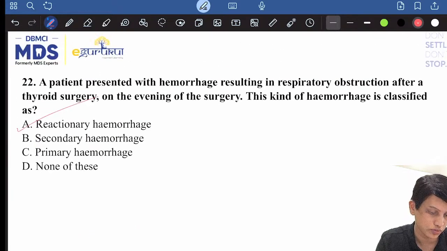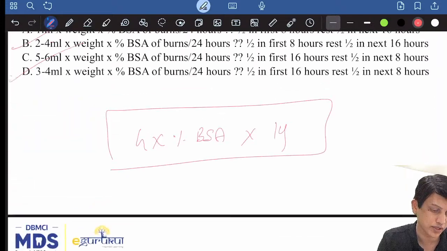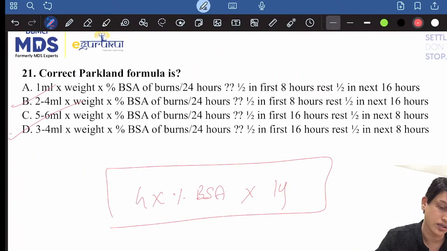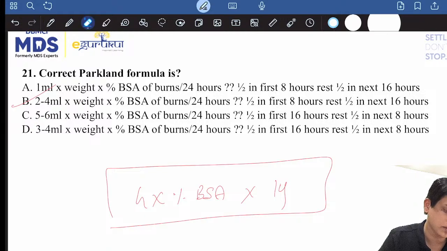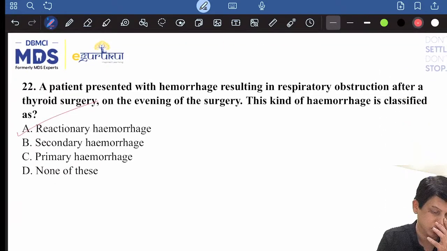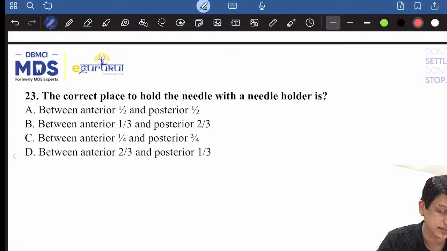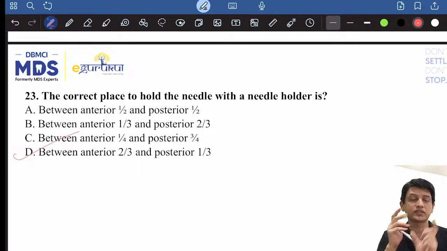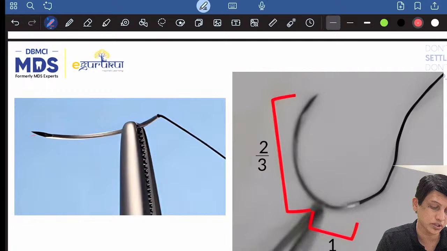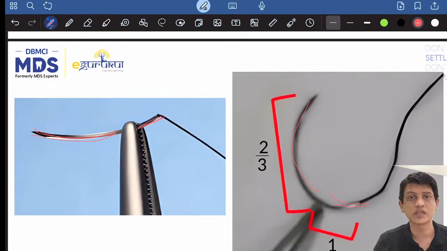The last question's answer I have told, no? This is reactionary hemorrhage, I told. Before that I told, the answer here is B. Answer is B. Here also I told the answer. All the questions I have answered correctly. Here the answer should be D. Excellent. The 2/3, 1/3 junction, the anterior 2/3 and posterior 1/3. You hold the needle with the needle holder at that junction. Okay, that's the correct way.